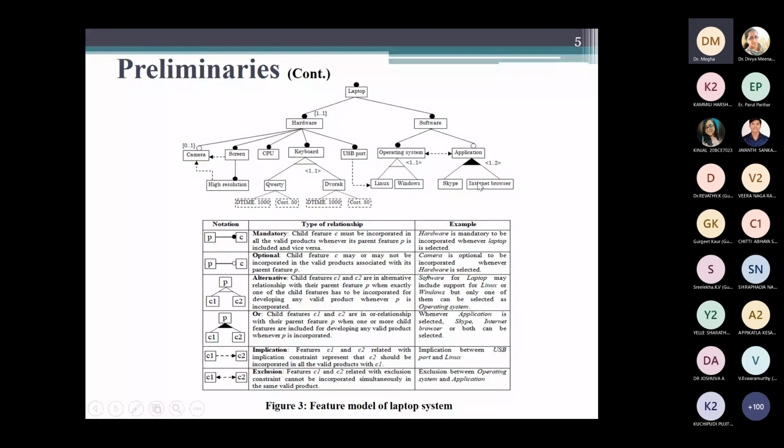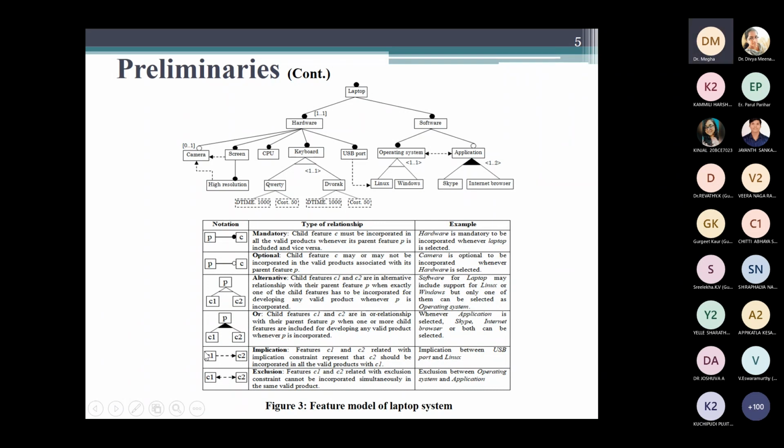Now we have the concept of cross-tree constraints in this model. That includes the implication relationship and the exclusion relationship. So here we have C1 and C2, and then we have the implication relationship between these two features. Features C1 and C2 are related with an implication constraint. It represents that C2 should always be included in all the valid products with C1.